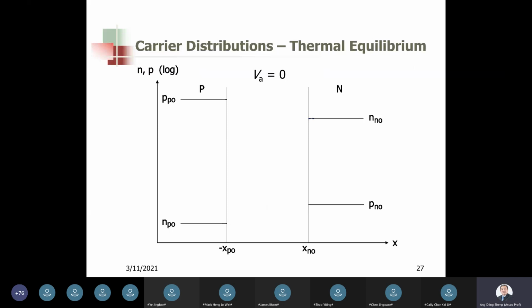Okay, all right. So let's start the discussion. Now, again, this is a recap on thermal equilibrium. This plot here shows you the variation of carrier concentration across the PN junction.